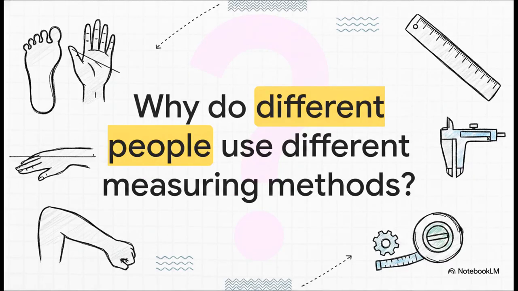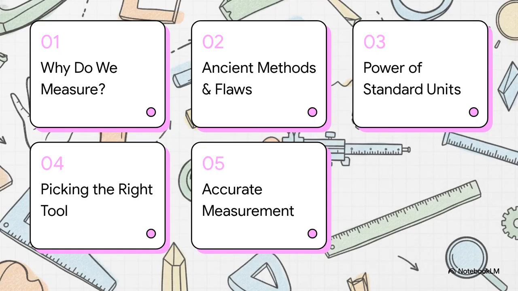So this actually brings up a really fascinating question, something we're going to dive right into today. Why on earth did different people use such drastically different methods to measure things? I mean, how exactly did we go from basic physical guesswork to the kind of absolute universal precision we have today?